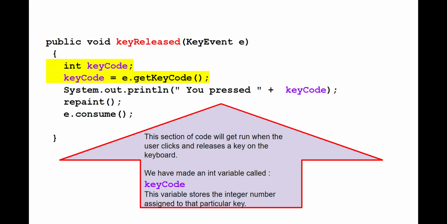We have created an integer variable called keycode, and then we use the command e.getKeyCode() to get that specific integer for the key that the user has clicked. In this case, all I'm doing is printing out that key code on the console, and then I call the paint method.